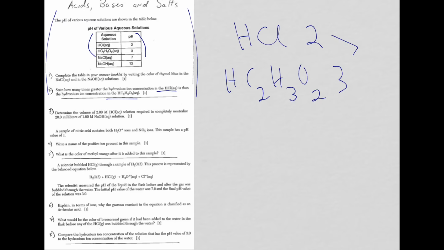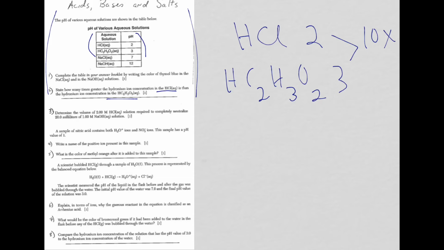For every pH number, the hydrogen ion concentration, which is also the hydronium ion concentration, increases or decreases by a factor of 10. So HCl, again, the pH is 2. HC2H3O2, the pH is 3. That is that the HCl is 10 times greater in hydronium ion concentration than the acetic acid. Okay, let's move on to question 3.